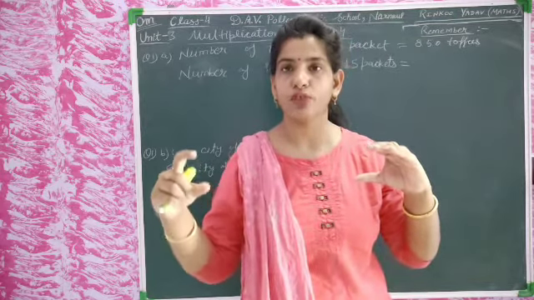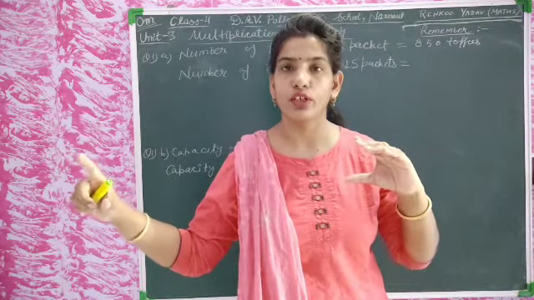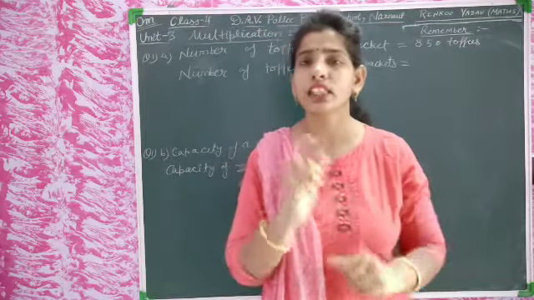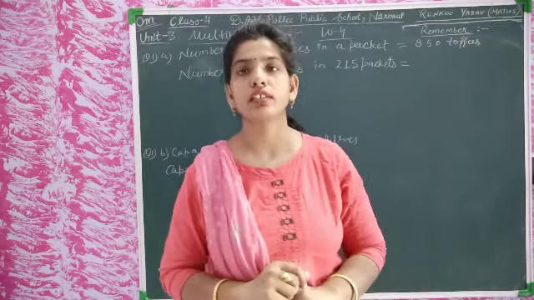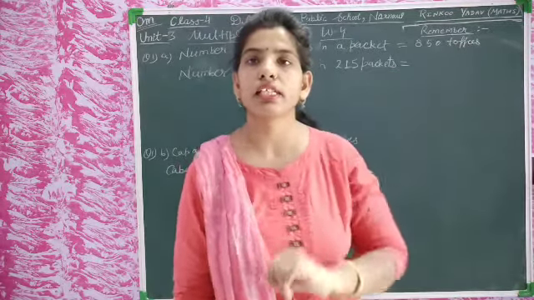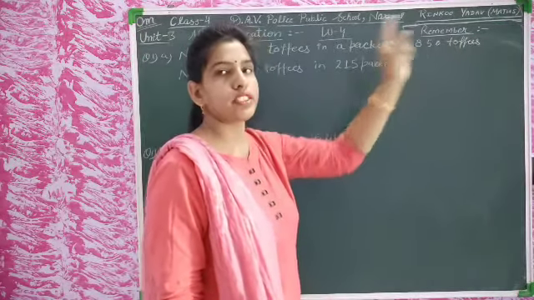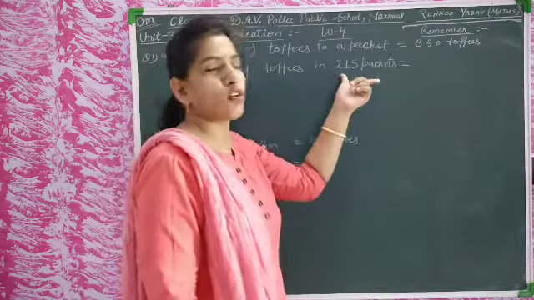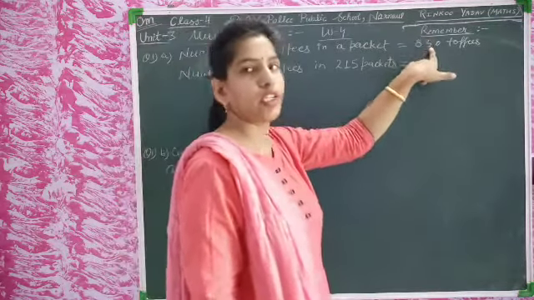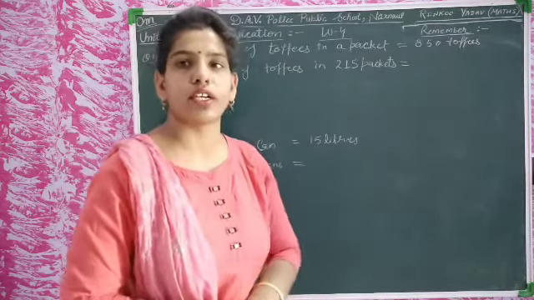850 toffees in this packet, 850 toffees in this packet. So a continuous process of addition, as we know well, is the multiplication process. It means we have to multiply both the numbers. That is, 850 toffees in one packet, then how many toffees in 215 packets? We have to multiply 850 into 215. We will get the total toffees in 215 packets.